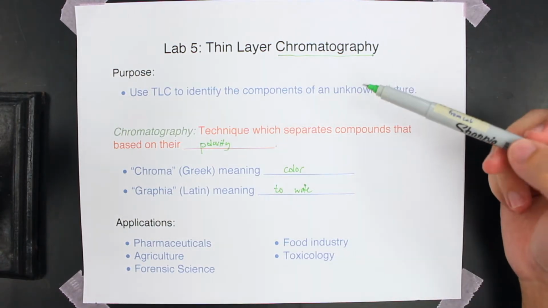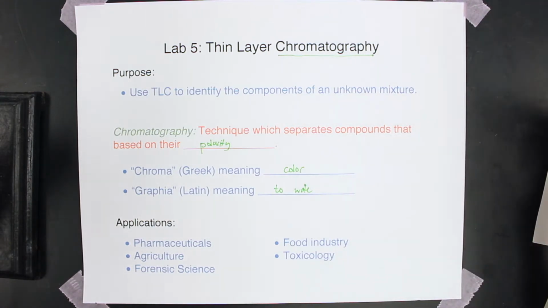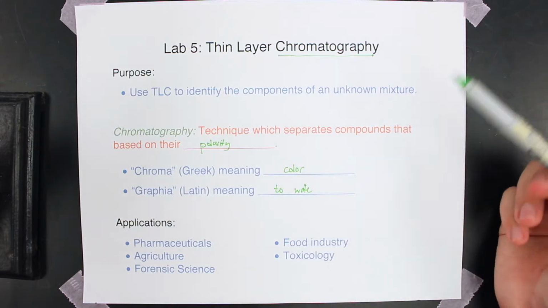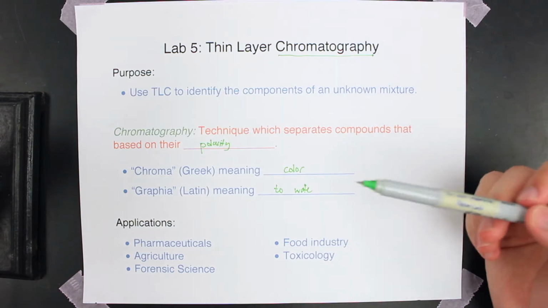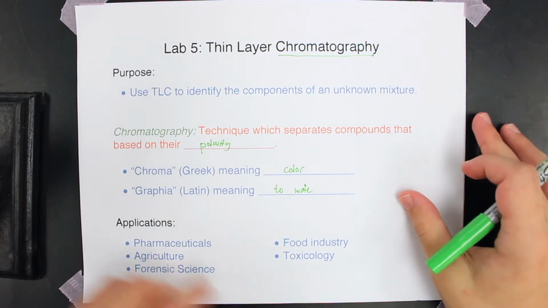Now, the applications of thin layer chromatography, or chromatography in general, are theoretically limitless. This is perhaps the most powerful technique that you'll learn this semester in lab, merely because of how many applications it has. So in pharmaceuticals, for the developing of medicines, they use it in agriculture to test for pesticides, and forensic science to check for explosives residue or inks and pens. The applications are really endless with chromatography.